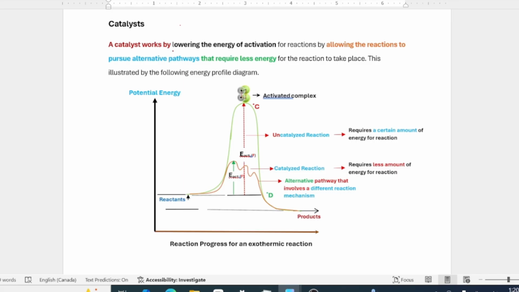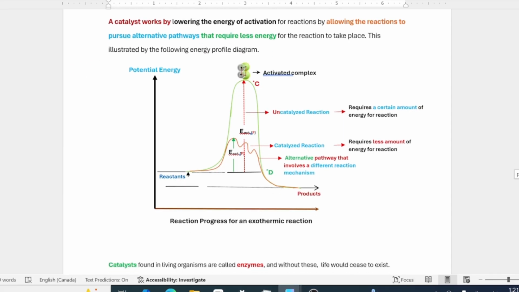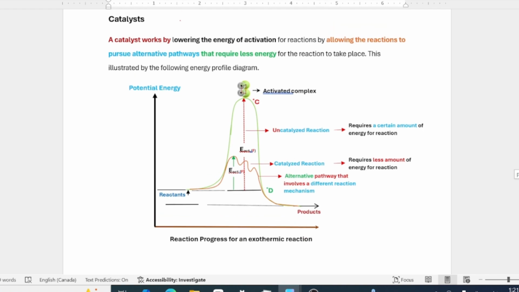A catalyst works by lowering the energy of activation for the reaction by allowing the reactions to pursue alternative pathways, thus requiring less energy for the reaction to take place. And this is illustrated by the following energy profile diagram. We have already done the energy profile diagram.